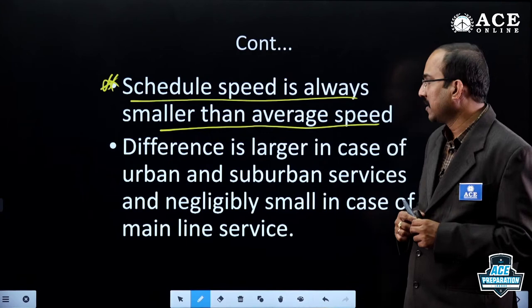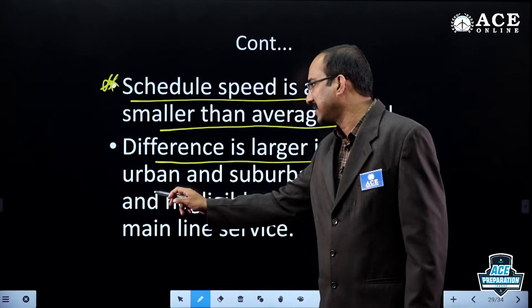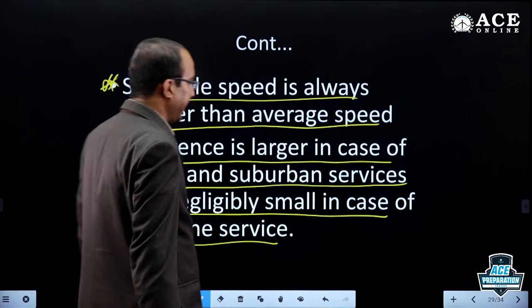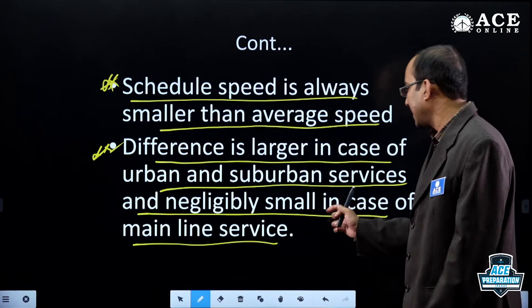Okay. So the difference is large in case of what? Urban and suburban area services. Why is the difference large in case of urban and suburban services? And negligible in case of mainline service. This is also an important objective type question. The difference between average speed and scheduled speed will be large in case of urban and suburban areas, and it is negligible in case of mainline service.